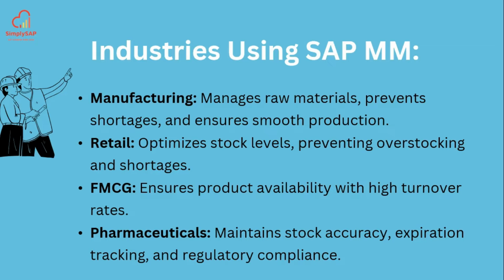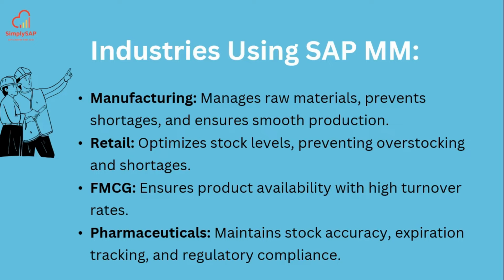First we have manufacturing. Companies use SAP MM to manage raw materials, track stock movements and ensure a smooth production process. This prevents material shortages and delays. Then we have retail. Retailers rely on SAP MM to maintain optimal stock levels in the stores and warehouses, reducing overstocking and shortages while improving customer satisfaction.